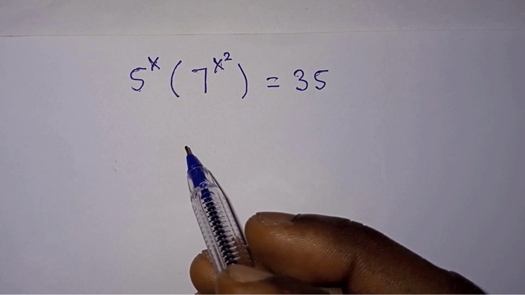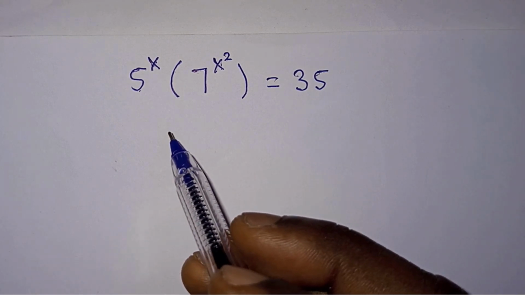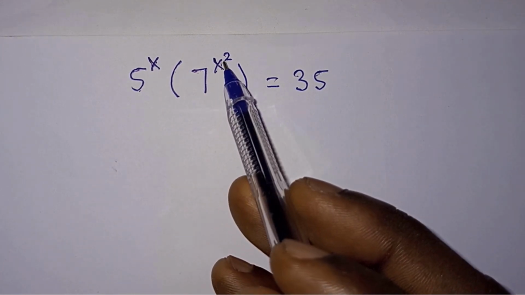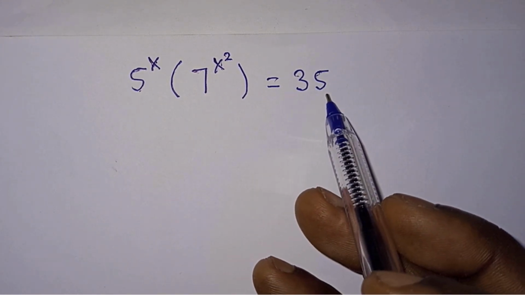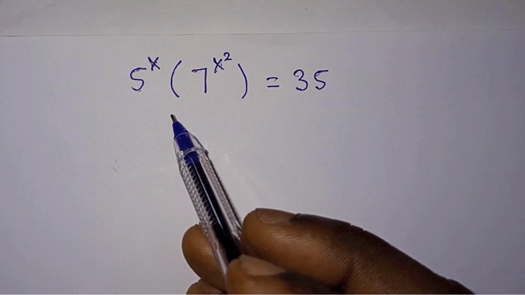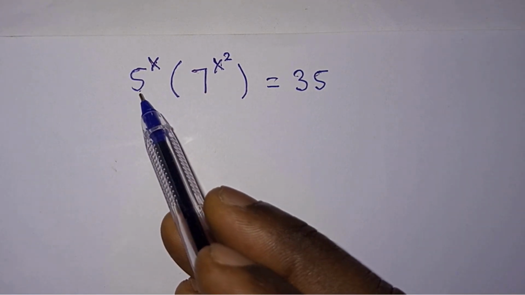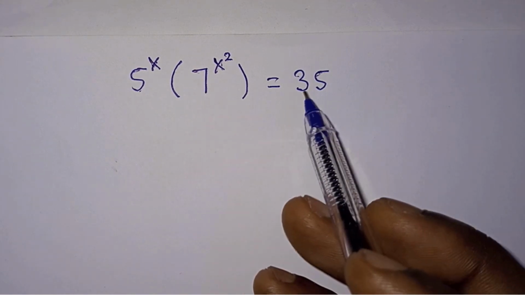Hello everyone, how to solve for x in this exponential equation? We have 5 to the power x times 7 to the power x squared is equal to 35. Now it is obvious that if you put x equals 1 into the equation, you are going to get 5 times 7 which is 35.